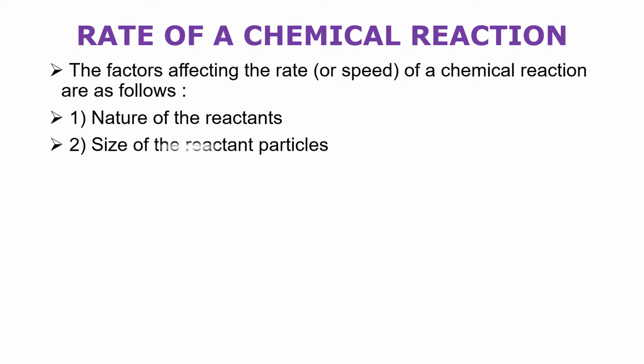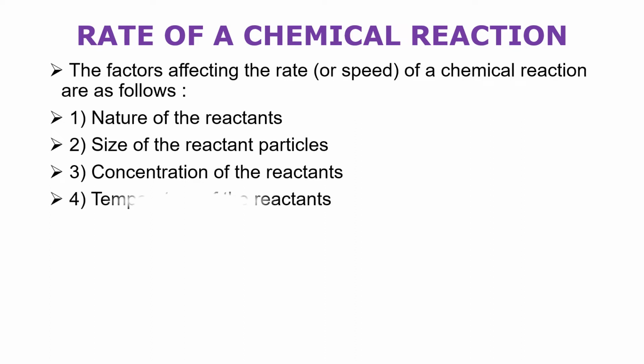Second one is the size of the reactant particle. Third one is the concentration of the reactants. Fourth, temperature of the reactants. And the fifth one, catalyst. So these five things can affect the speed of a chemical reaction. That means they can increase or decrease the speed or rate of a chemical reaction. So let's learn each of these in detail. The first factor, nature of the reactants.